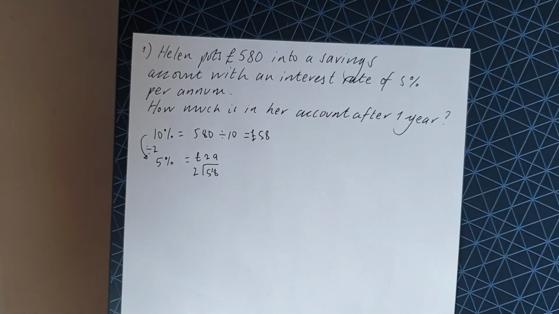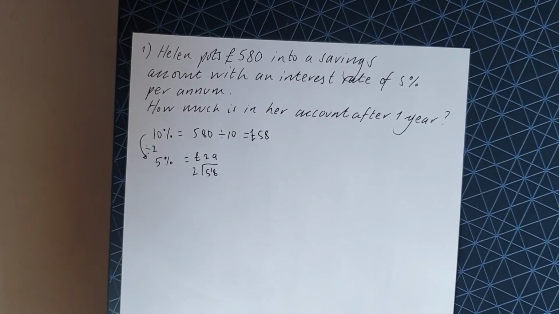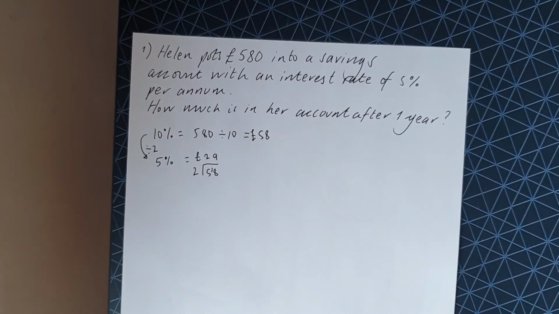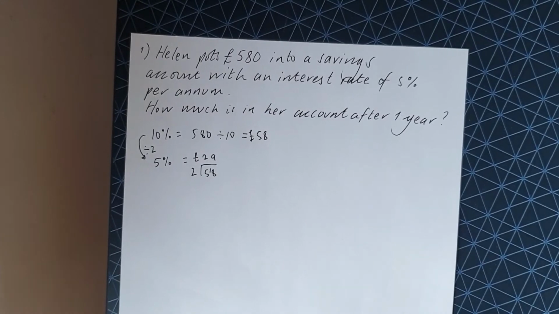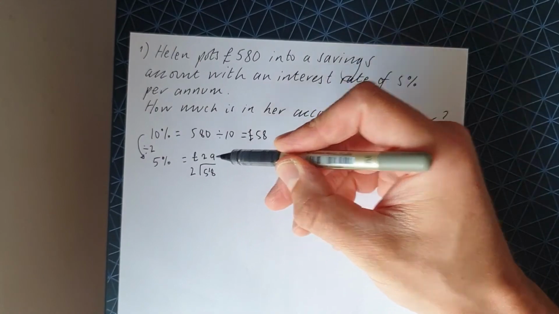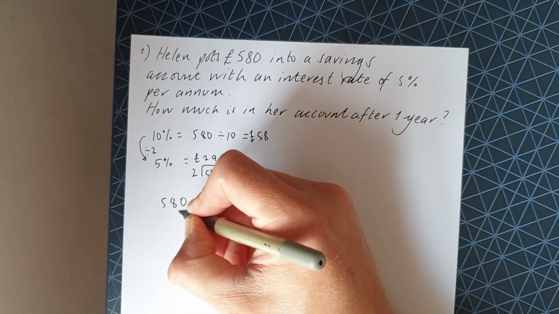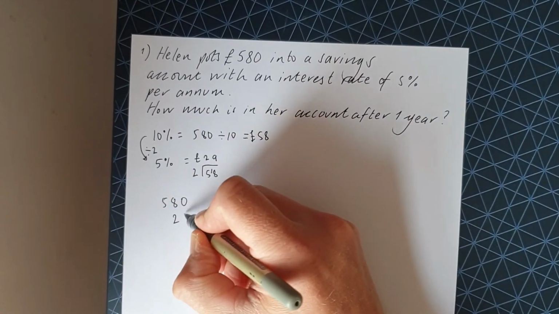Okay, so to explain what that means, if Helen puts £580 into the savings account, she doesn't touch it for a year, she doesn't put any more money in, she doesn't take any money out, the bank will give her £29 just for leaving their money in that account. So that kind of explains what we've got to do to get the amount in the account after 1 year. The bank are paying Helen this, so to get the total amount in the bank account, we're going to do a wee addition, and again we'll just do that as an up and down sum.